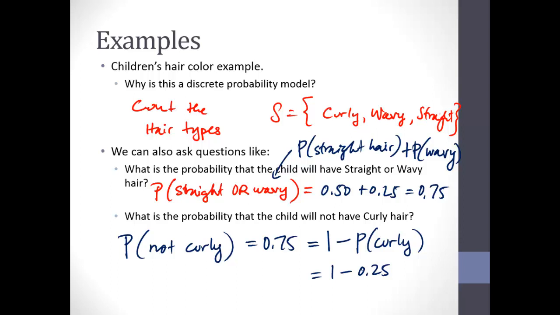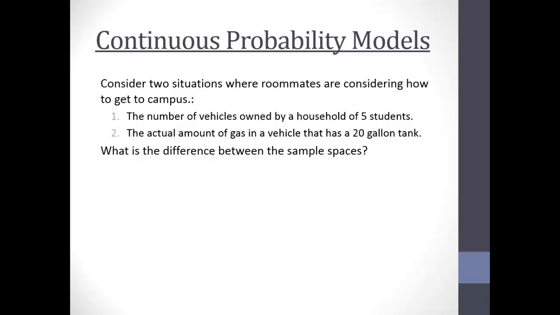Okay, very good. So, boy, running low on time here. So again, we have discrete probability models where we can count the number of outcomes that we have, or we can list them out in a sample space. The other type of probability model we have is that of a continuous probability model. So, kind of get you thinking about what this is.